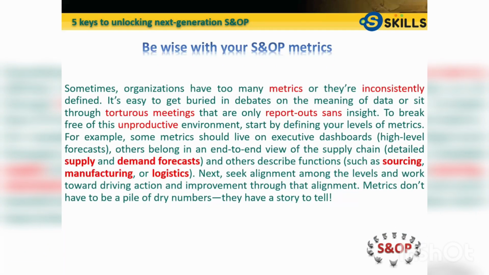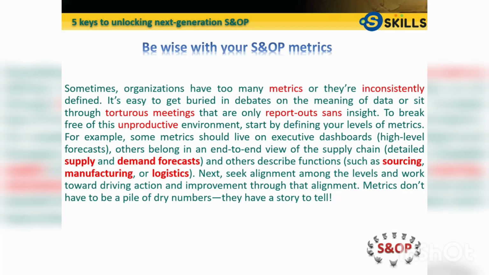Be wise with your S&OP metrics. Sometimes organizations have too many metrics or they are inconsistently defined. It's easy to get buried in debates on the meaning of data or sit through torturous meetings that are only report-outs. To break free of this unproductive environment, start by defining your levels of metrics.